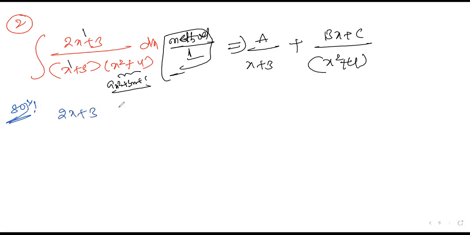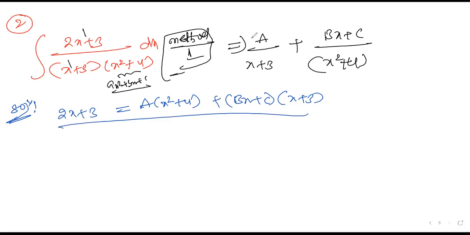So 2x plus 3 is equal to A into (x square plus 4), then (bx plus c) into (x plus 3). Okay. This is the way we need to continue. If you want one value, you'll get it by analysis. If you take x is equal to minus 3, this term is cancelled and you get the value of A directly. A is equal to minus 3 by 13.